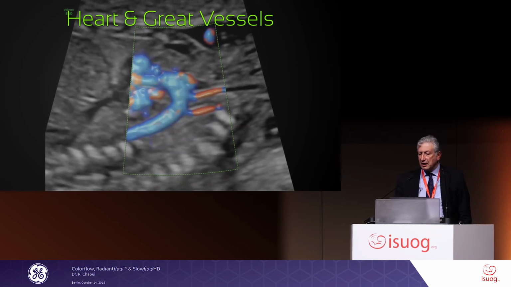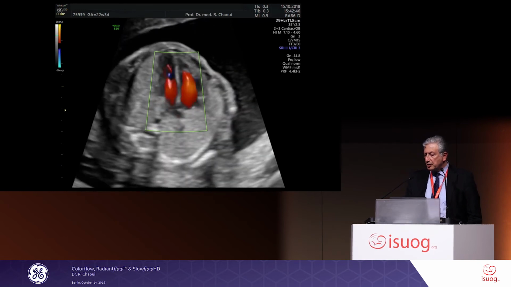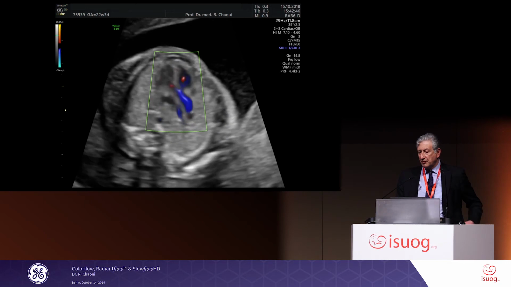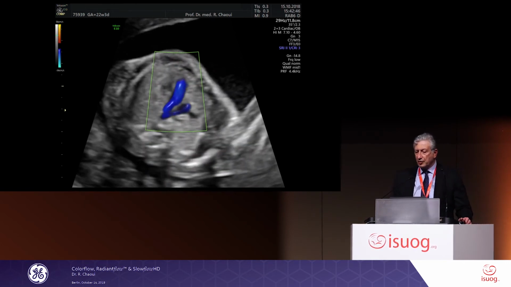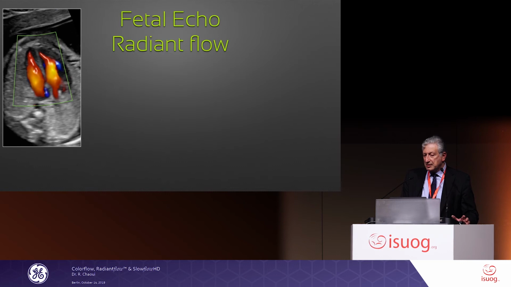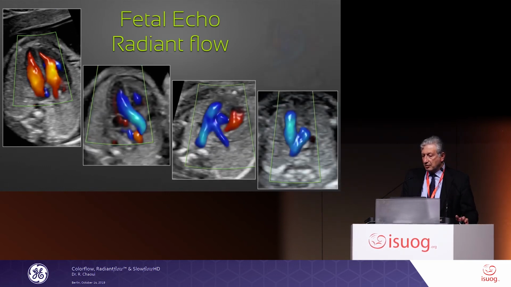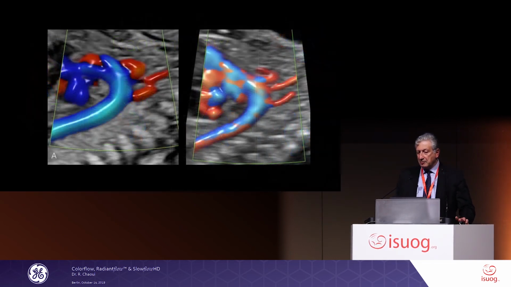So in general, I scan the normal heart with the Radiantflow showing the 4-chamber view and moving to the 5-chamber view to the 3-vessel trachea view, and then I switch to lower velocities to demonstrate the pulmonary veins and the subclavian artery. And these are the images I will try to get always in my examination, plus the aortic arch. So now let's see some views.